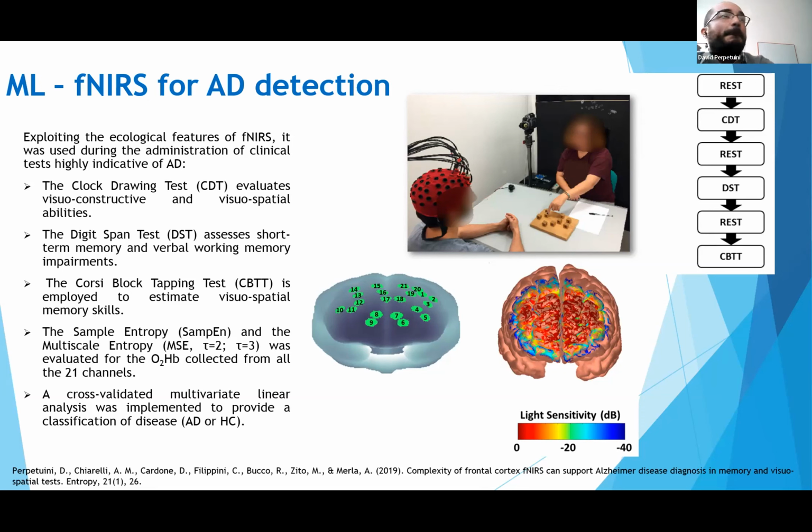This complexity metric of the fNIRS signal was used to feed a linear multivariate analysis in a machine learning approach with a cross-validation framework to assess if it is possible to discriminate Alzheimer's disease patients from healthy controls.